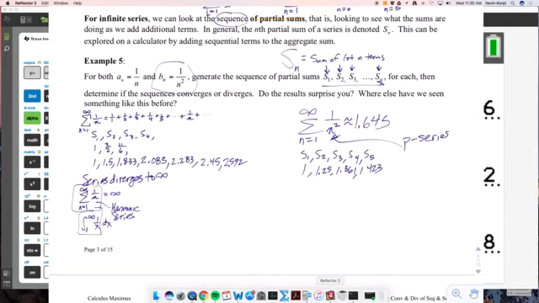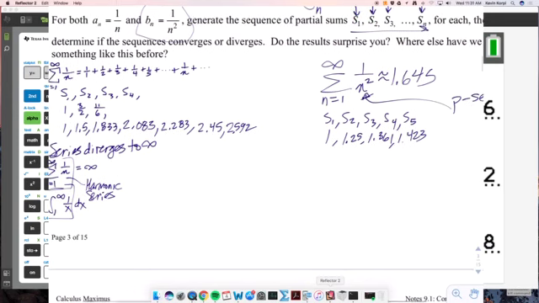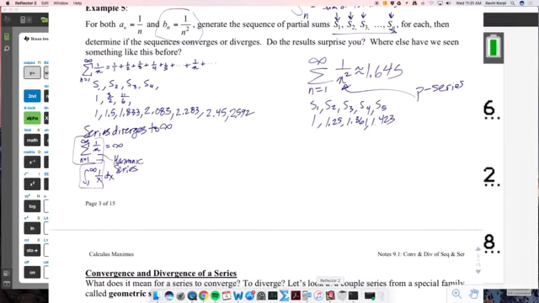All right, do the results surprise you? The fact that one of them gets infinitely large and the other one converges to something that's smaller than 2. If this was your first experience with it, maybe it would, right? Yeah, because they both seem to be kind of doing the same thing, but dramatically different results. But because of your experience with improper integrals, you now hopefully say, oh, yeah, okay, that makes perfect sense. Okay, so there's your introduction to series.